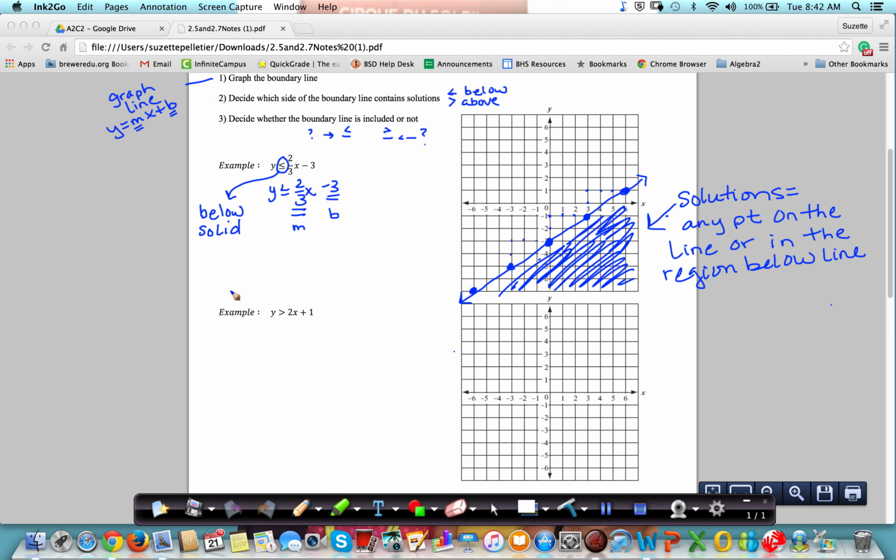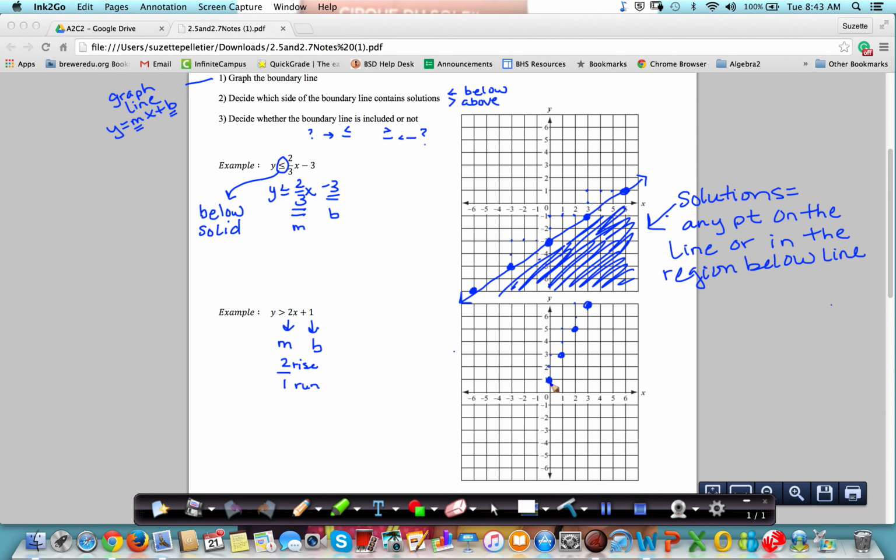Okay, let's try the second example. Again, we're going to graph slope of 2, y-intercept of 1. So my y-intercept is 1, my slope is 2. That's the same thing as 2 over 1. So rise 2, run 1. I'm going to rise 2, up 2, run 1. Rise 2, run 1.